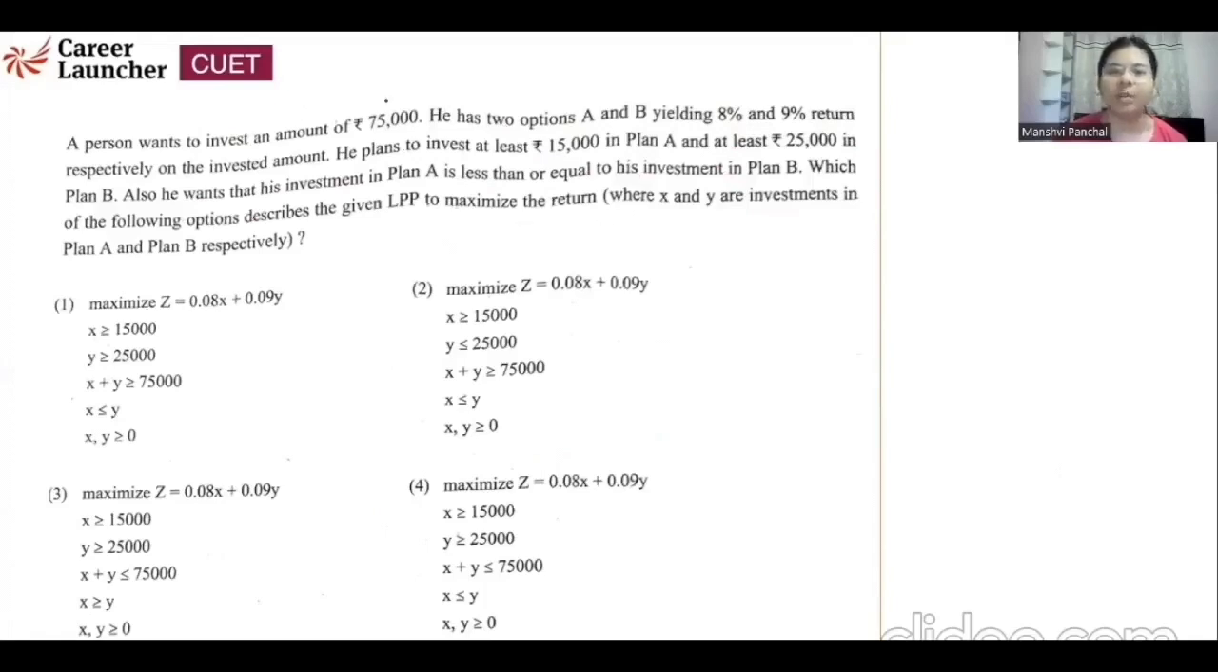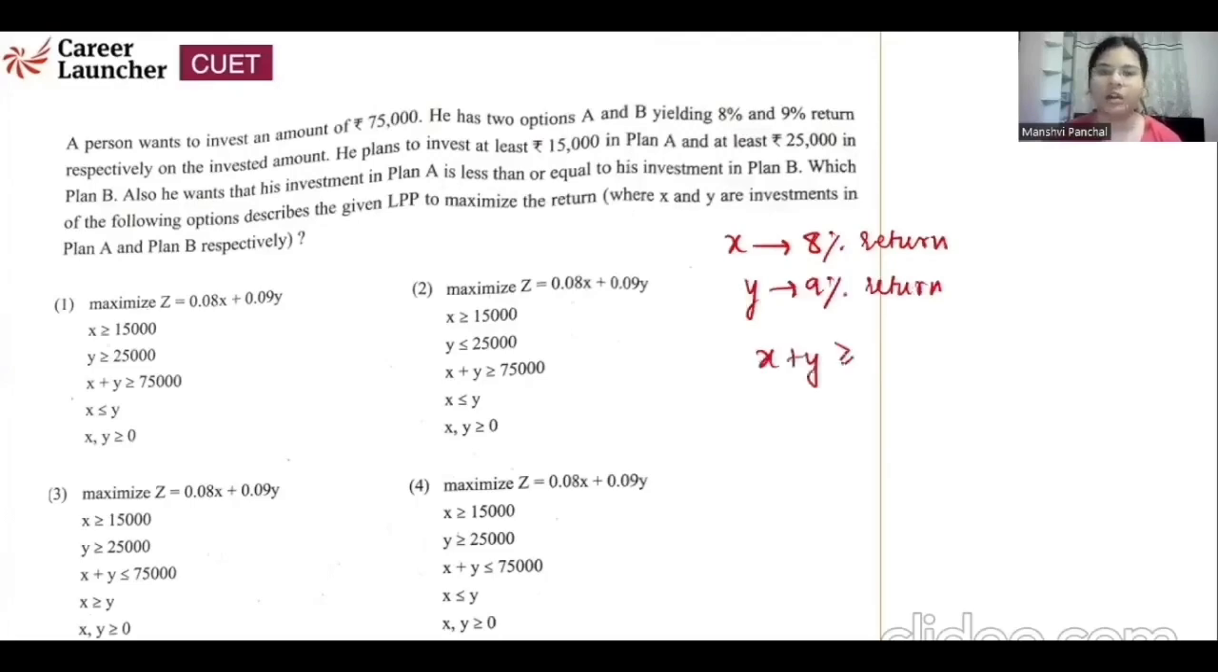So the total amount that he wants to invest is 75,000. It means if x is the amount going in the 8% return policy, and y is the amount going in the 9% return policy, then x plus y should be less than or equal to 75,000. Why?